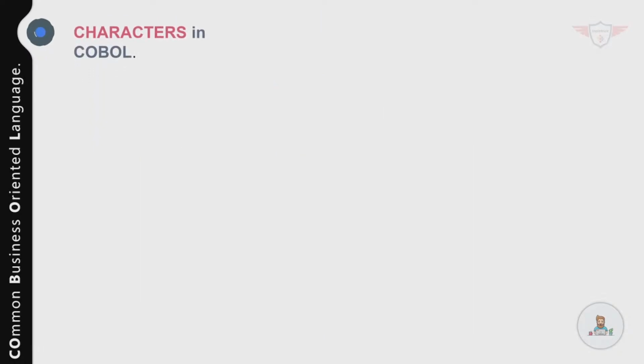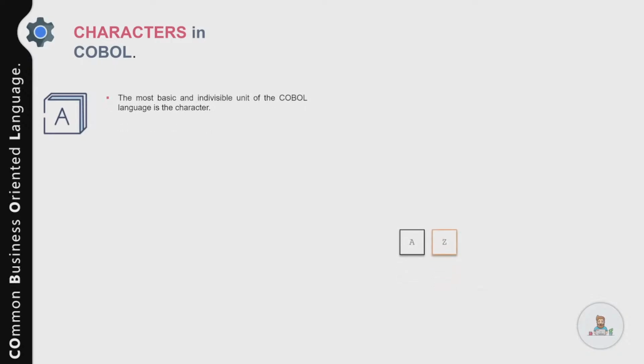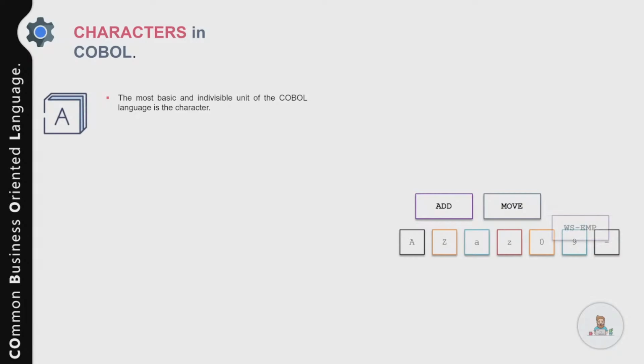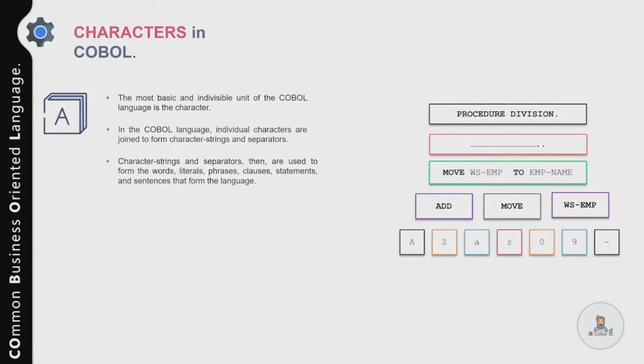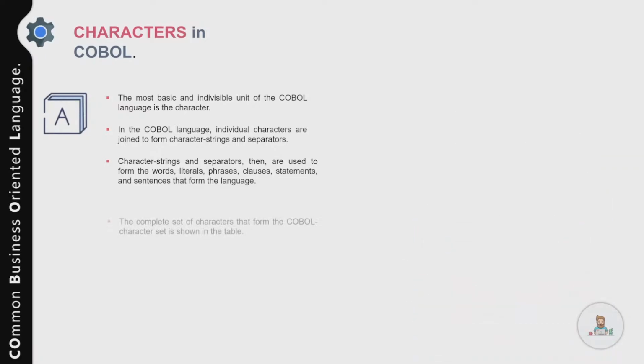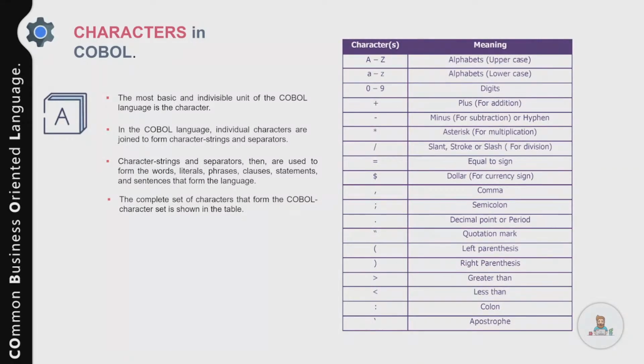Now let's talk about characters in COBOL. The most basic and indivisible unit of the COBOL language is the character. The basic character set includes the letters of the Latin alphabet, digits, and special characters. In the COBOL language, individual characters are joined to form character strings and separators. Character strings and separators then are used to form the words, literals, phrases, clauses, statements, and sentences that form the language. The basic characters used in forming character strings and separators in the source code are showcased in the following table. If you look at the table, you can clearly understand what the different characters are that you can use to form strings and separators in your COBOL program.